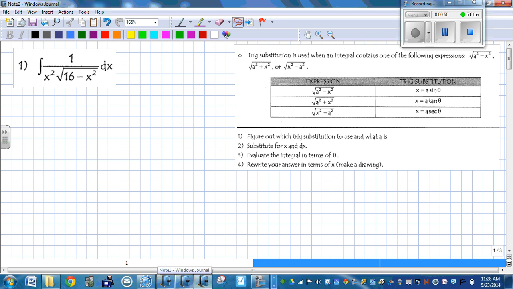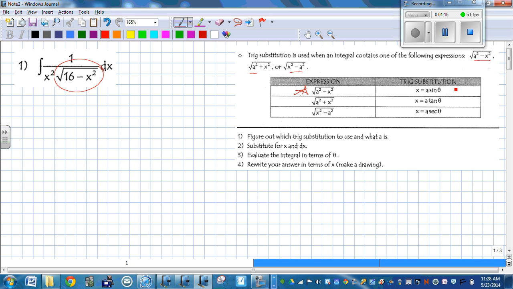Okay, so number one. What we're going to start with is identifying which trig substitution to use. Obviously, this represents one of these three, and it would be the first one. So we're going to star that. The trig substitution we'd use is x equals a sine of theta.